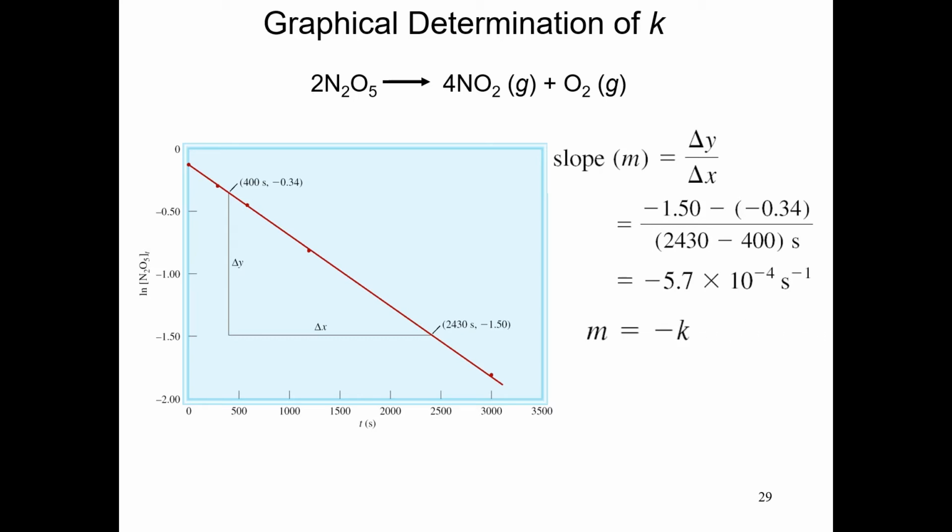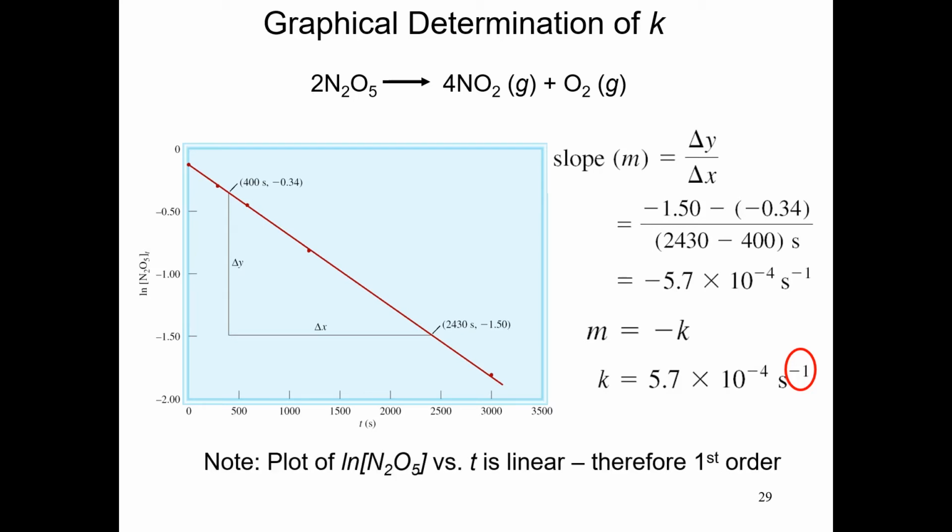Note the units. Now, notice that the slope, which is what we calculated here, is the negative of k for a first order reaction. And so k would be the negative of the slope, which is 5.7 times 10 to the minus 4 inverse seconds. Again, notice the units there. And also notice that the plot is linear, and therefore that is a giveaway that the reaction is first order.